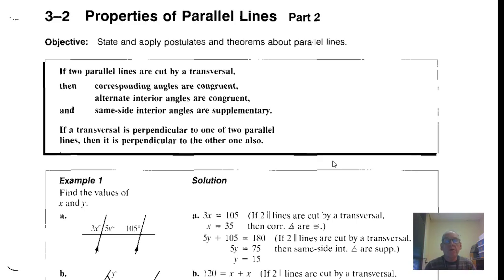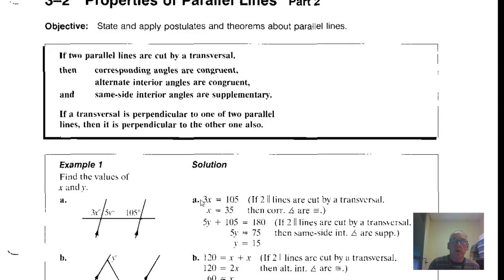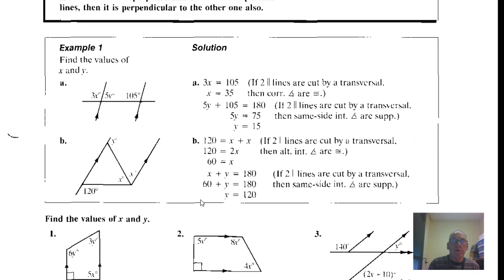Yeah, we're going to do part 2 here. State and apply the postulates and theorems about parallel lines. If parallel lines are cut by a transversal, then we have corresponding angles congruent, alternate interior angles congruent, and same side interior angles supplementary.